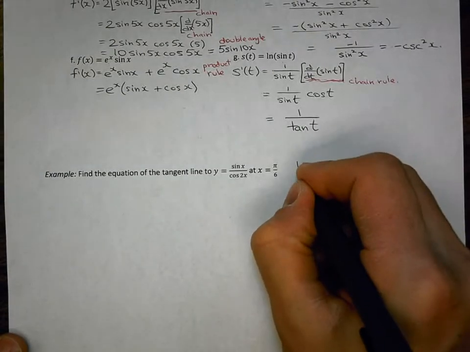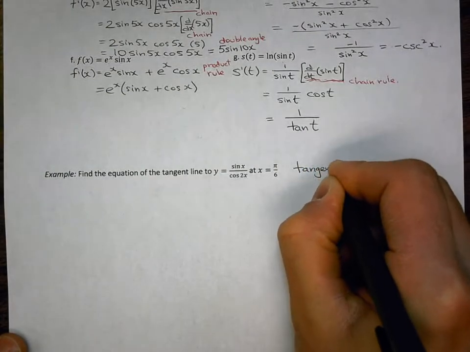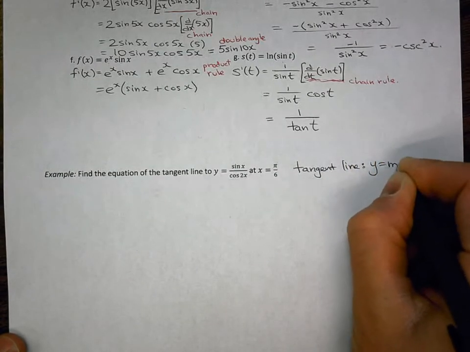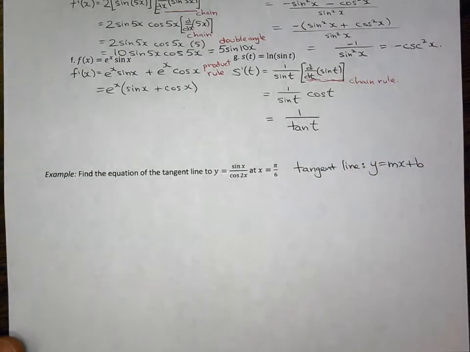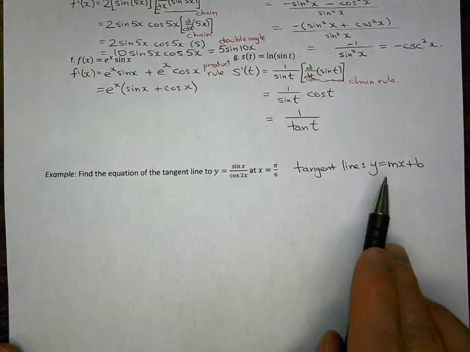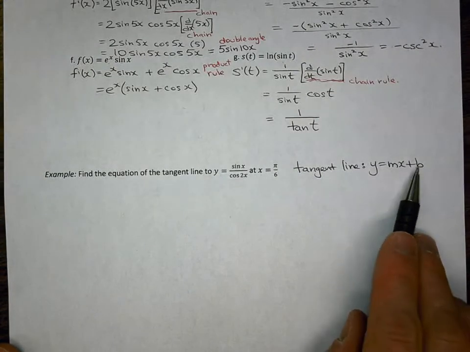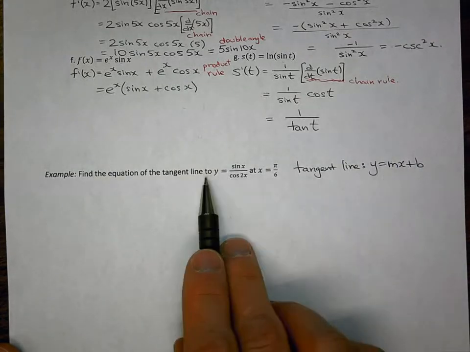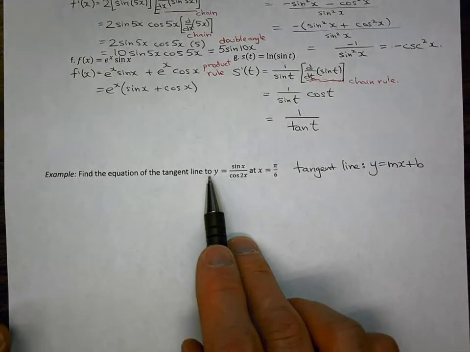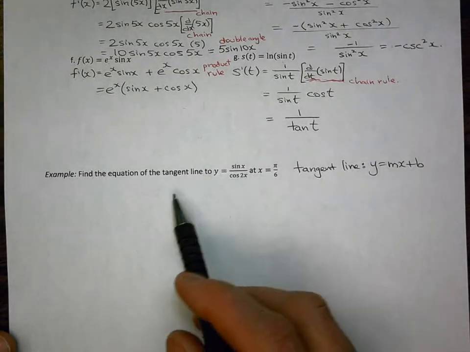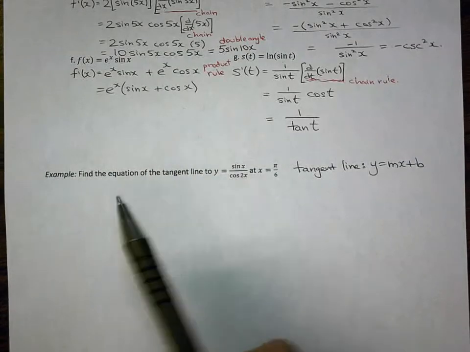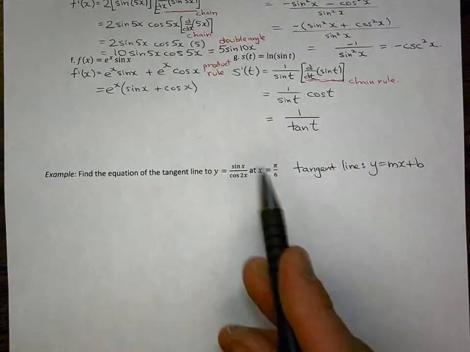Remember, the equation of a tangent line should have the form y equals mx plus b. So the problem is I need to know what the slope is and the y-intercept. I don't know either of those, but I can figure out the slope of the tangent line by taking the derivative. So that'll be my first step. Anytime you see a question like this, and you're not sure what to do, a good plan is to just start by taking the derivative.